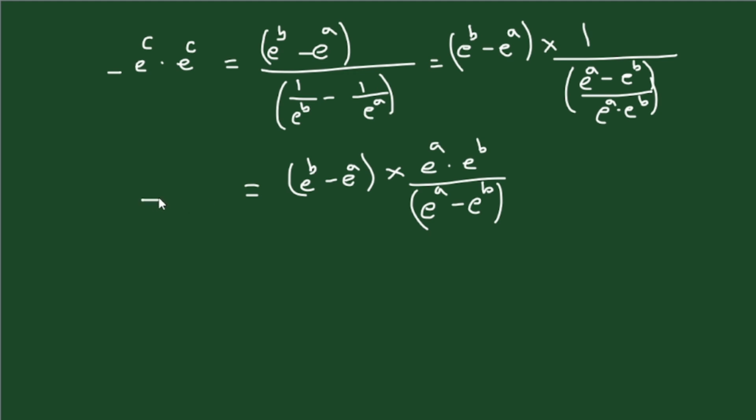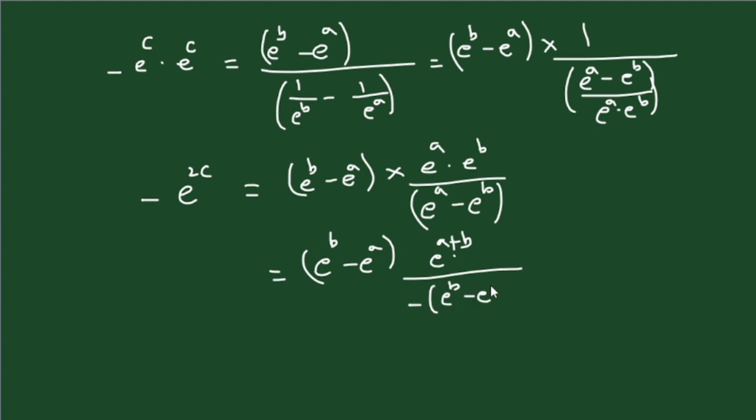Right? So this is minus e power 2c. But you can write this: e power b minus e power a, here you have e power a minus e power b. So let us take minus common here, e power a in a plus b, this is divided by minus. You can take common, it is e power b minus e power a. So these two things cancel, minus e power a plus b remains.